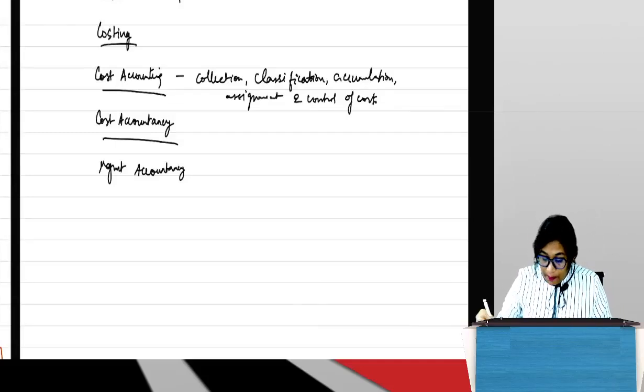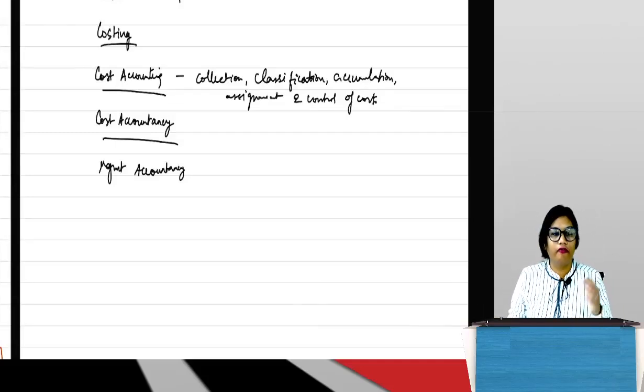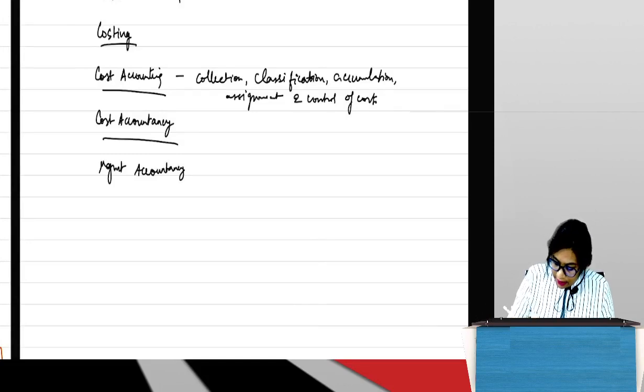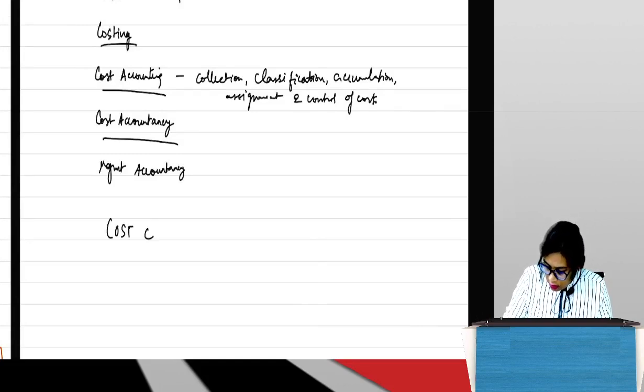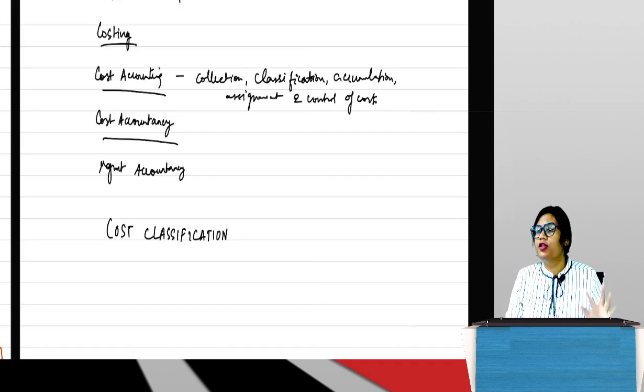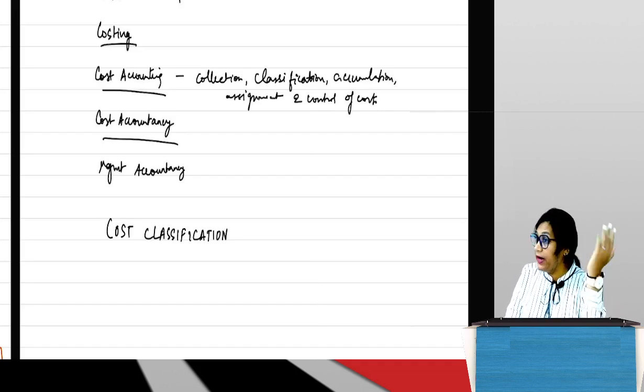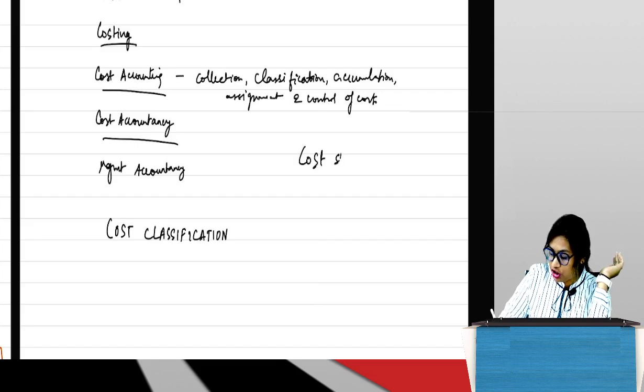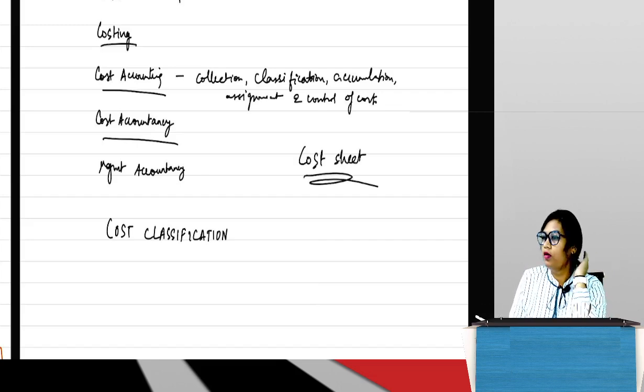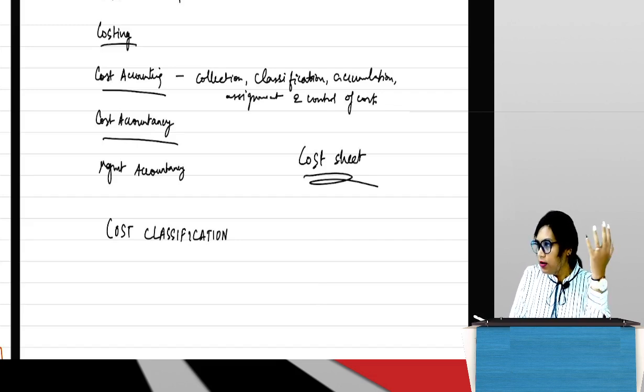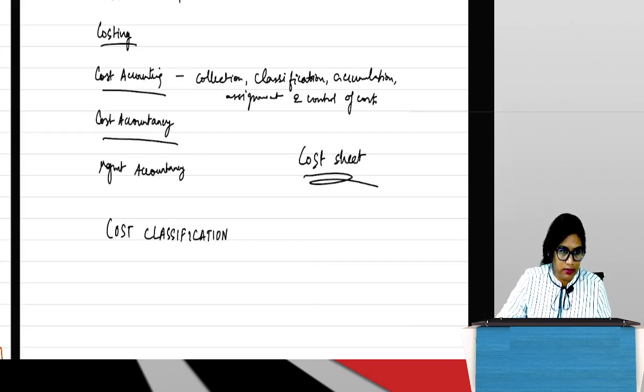So the next part of our chapter is something called cost classification. Now why are we doing all this? We are doing all this because our ultimate aim is to get to the cost sheet. We know that cost accounting is nothing but collecting all the costs, right? We need all the costs in one place.